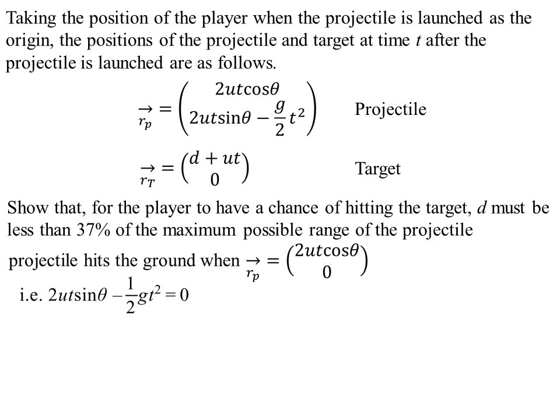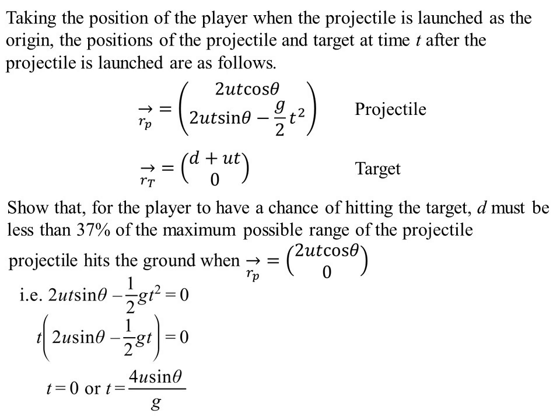What we're basically saying is this: 2u t sine theta minus g on 2 t squared must be 0. We're saying the horizontal component of the displacement vector of the projectile is 0. Two possibilities, only one of those ends up making sense. T equals 0, well of course, that's where we started. We started at the ground. So the other one must be when it hits the ground on the other side.